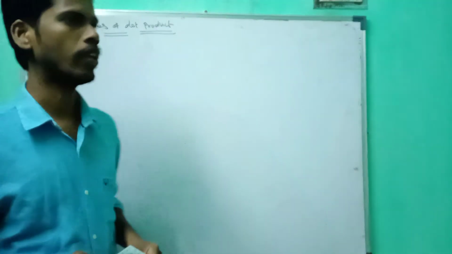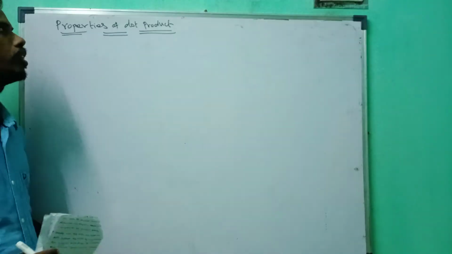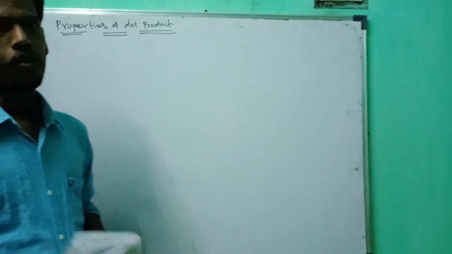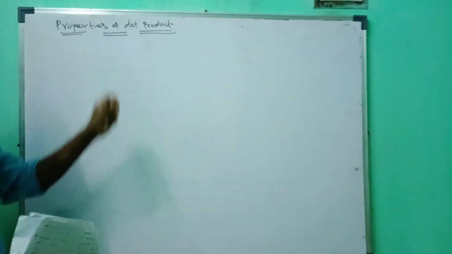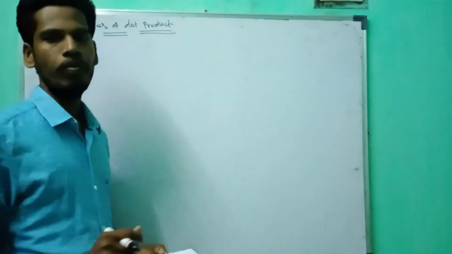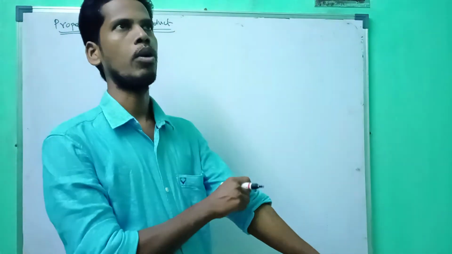Hello everyone. In this class we are going to discuss the properties of dot product. Already we have completed what is meant by dot product. In this class we are going to discuss the properties of dot product. We have 9 or 10 properties like that.